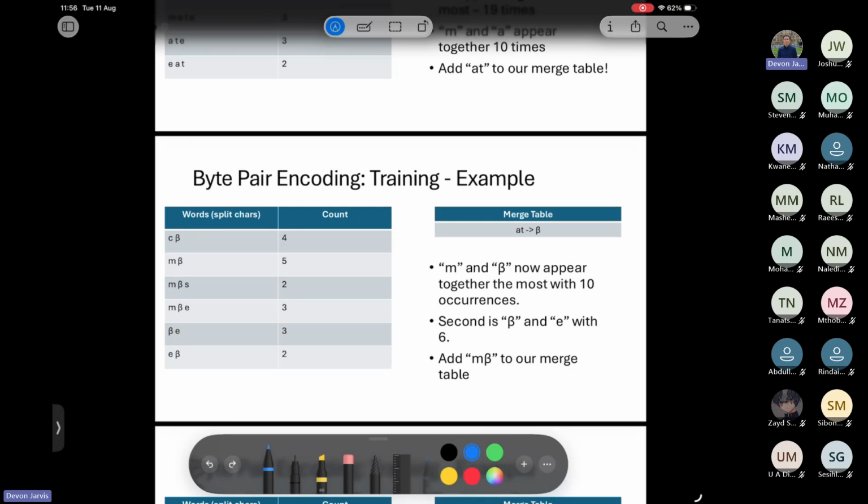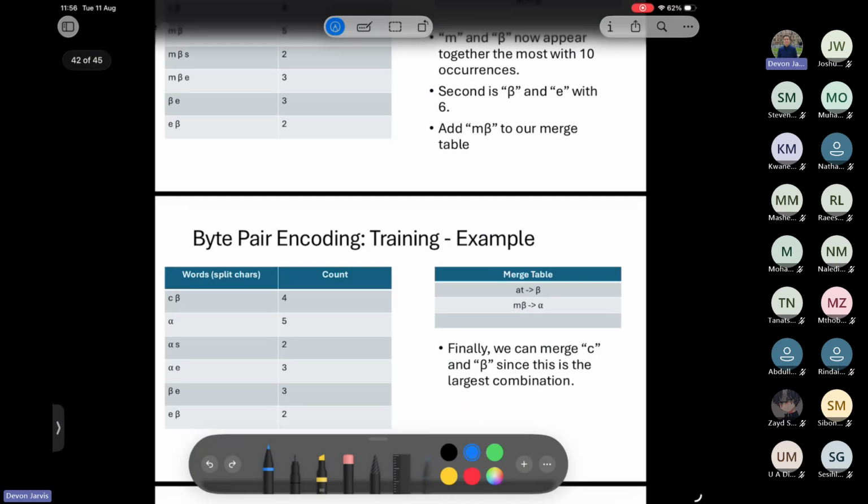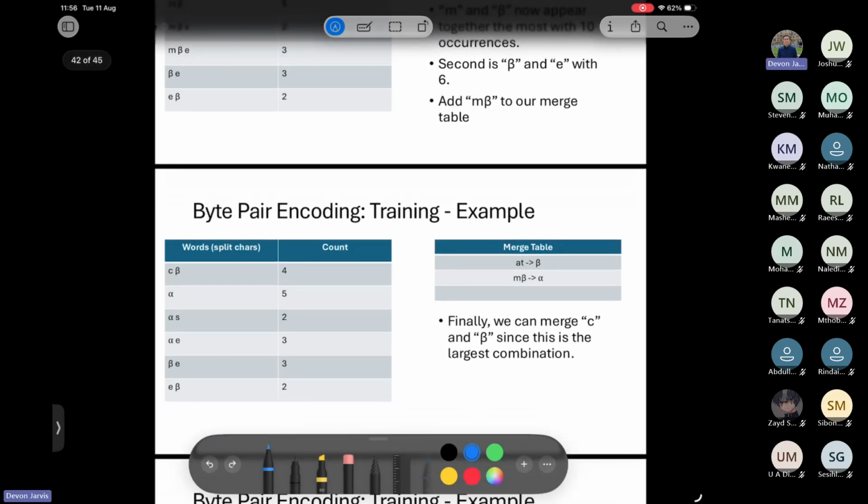And you just cycle on this as many times as you care to until you think you've converged. Okay, so what's the next highest count? Well, M and beta appears 10 times, beta and E appears 6 times. And so what you're going to say is, M and beta next to each other goes into my merge table. And this is important: the merge table is ordered. You have to read it top to bottom so that you first look for places to inject the beta, and then you can find the betas after that.